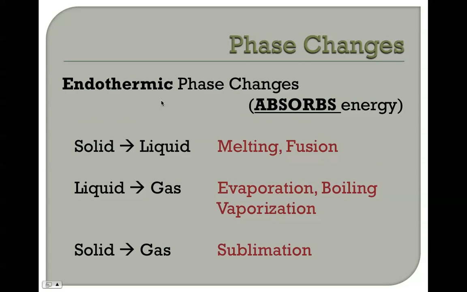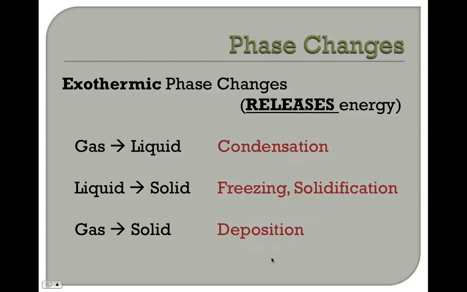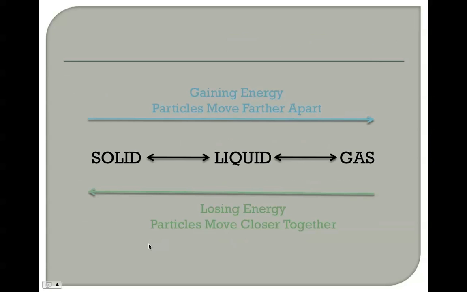Our endothermic phase changes all have to absorb energy. This includes melting, or fusion, which is solid to a liquid; evaporation, boiling, or the more general term vaporization, which is a liquid to a gas; and also a solid can go directly into a gas, which is sublimation. Exothermic phase changes release energy when they occur, such as condensation, which is a gas to a liquid; freezing, also called solidification, which is liquid to a solid; and also deposition, which is when a gas goes directly into a solid.